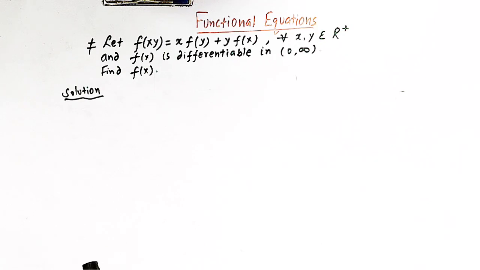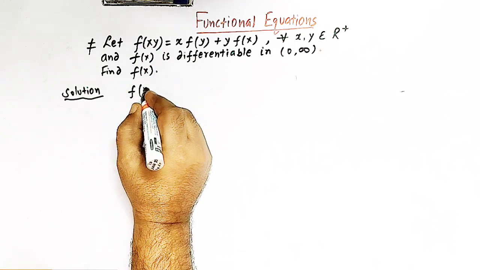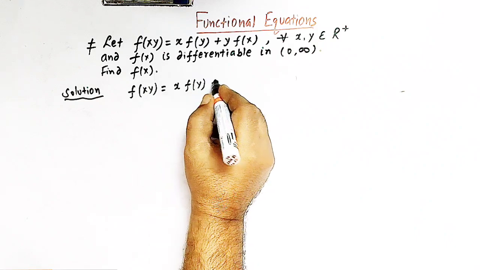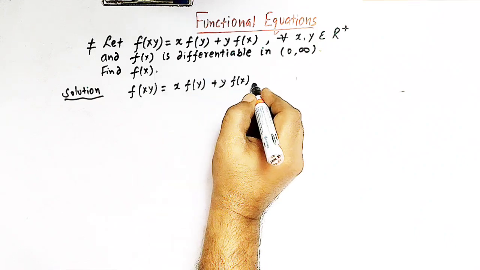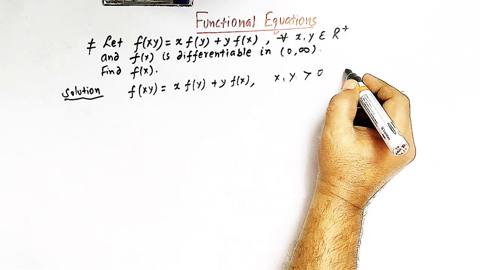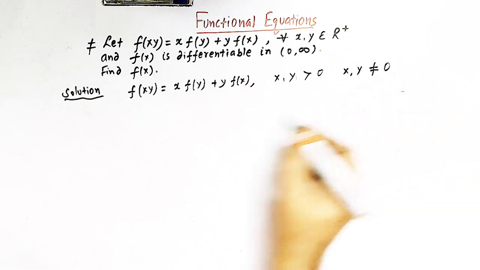So here we'll solve this functional equation with the help of derivatives. We'll use the method of partial differentiation to get the value of f(x). So we are given the functional equation f(xy) = x f(y) + y f(x) for xy greater than 0. And remember, here x and y are not equal to 0.